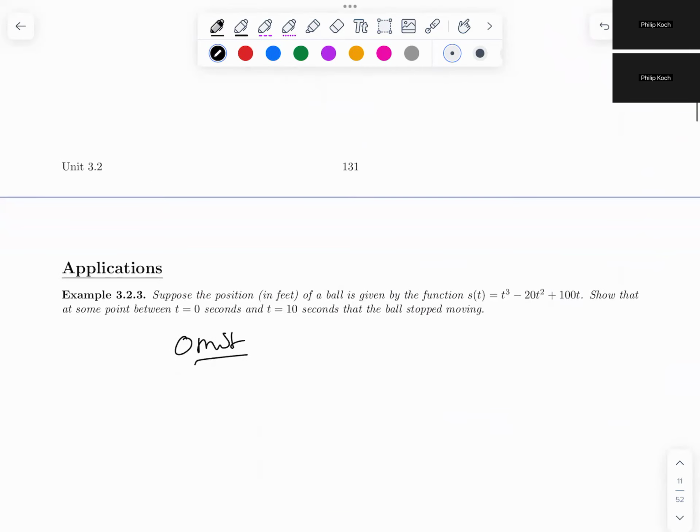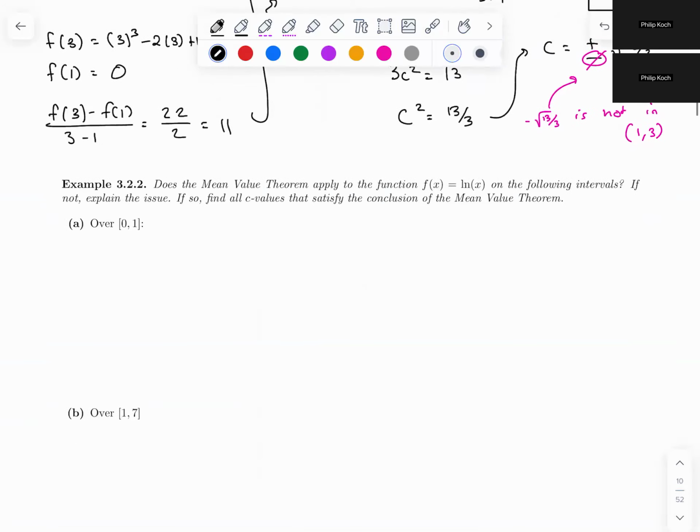What's 3 point? How does 3.3 start? Yeah. We'll spend the rest of the time doing review. So let's do this last problem just to show you how it works.